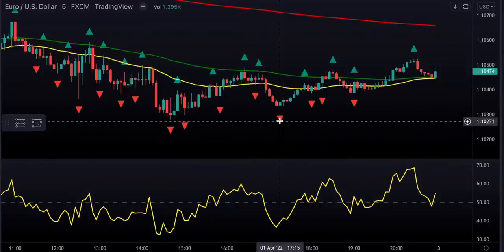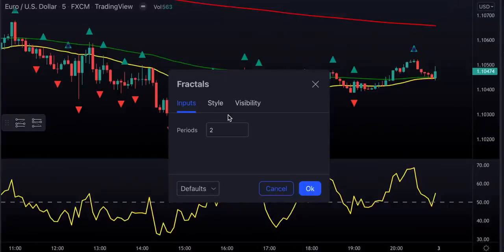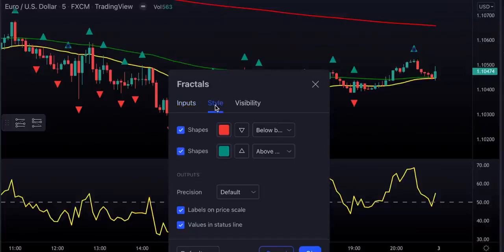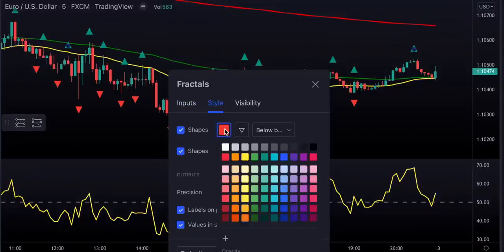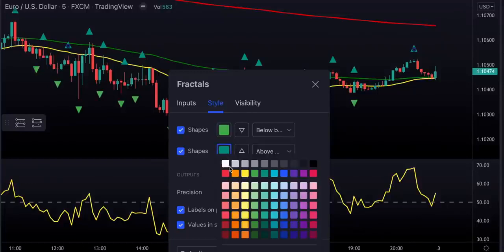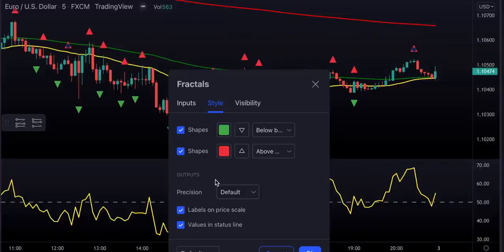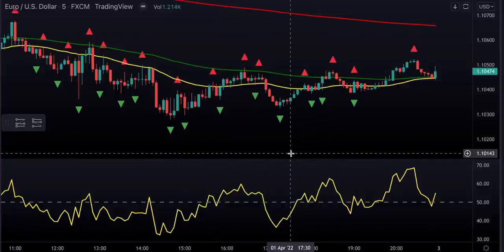Now let's move on to our Williams Fractals. So we're going to leave the inputs at 2, but we're going to change the style. So let's actually change this color to green and this color to red. There we go. Okay, our system is ready. Now let's get into our trading rules.